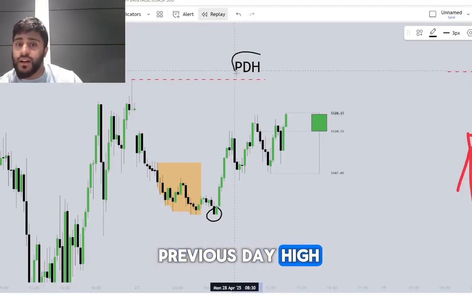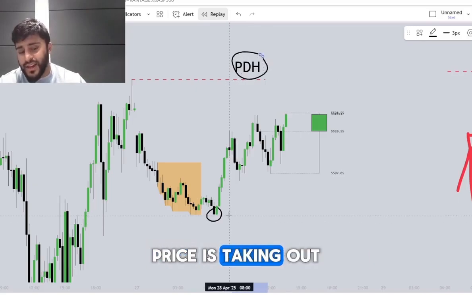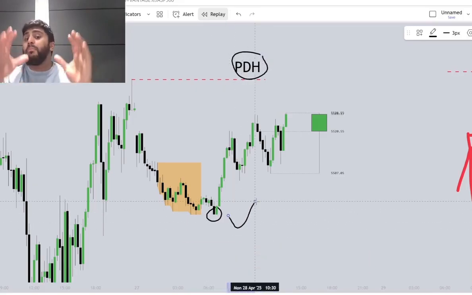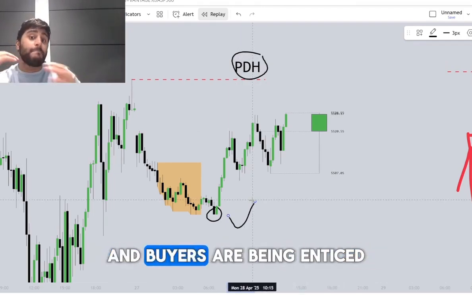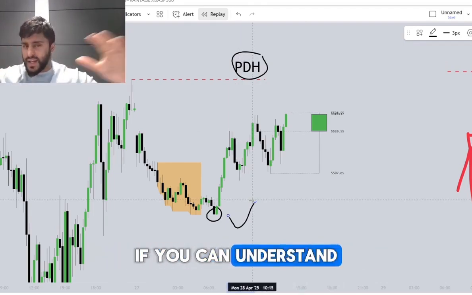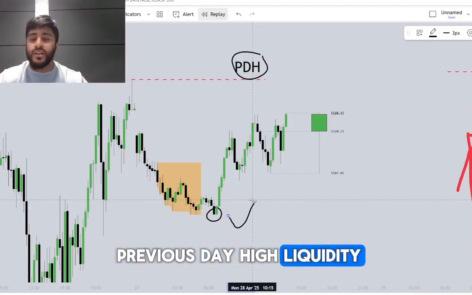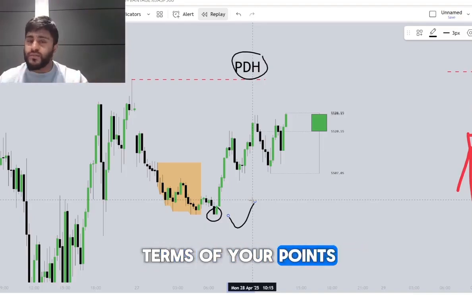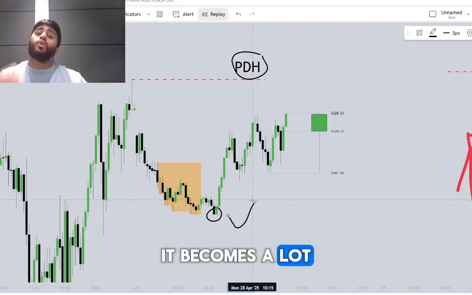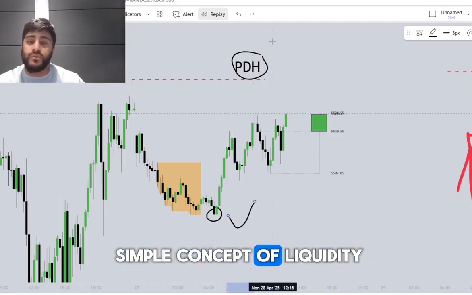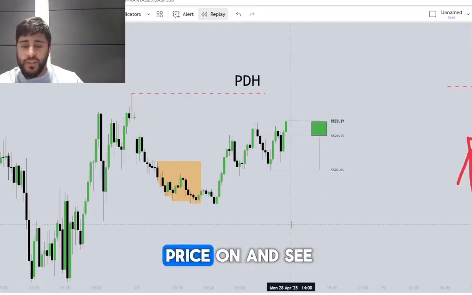with a previous day high liquidity sweep, this is my A plus setup, because what's happening is price has taken out the Asian range low. Sellers have been enticed, and now we see those sellers being stopped out, and buyers are being enticed. If you can understand Asian range liquidity and previous day high liquidity, your trade setups in terms of your points of interest, your fair value gaps, your breakers, whatever ICT concept you use, become a lot more powerful if you use a simple concept of liquidity. Now, that being said, let's continue to play price on and see what we get.